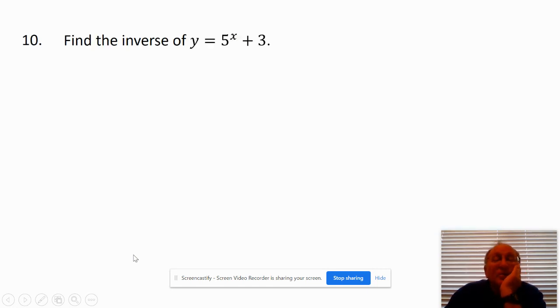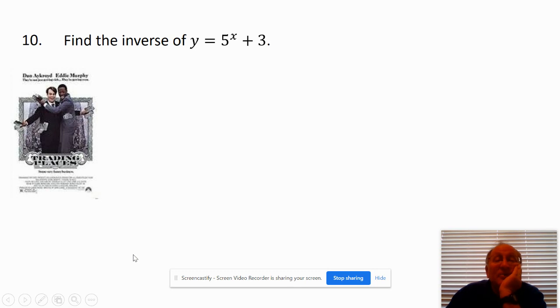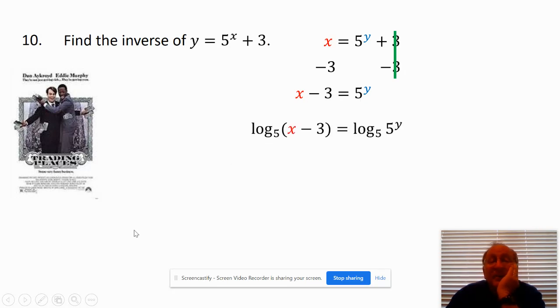All right. So to find the inverse, remember you trade places with the x and y. Then you solve for y, which basically means I would subtract 3 from each side. So I would get x minus 3 equals 5^y. And how do you get a variable out of the exponent? Well, if it's base 5, you use log base 5.